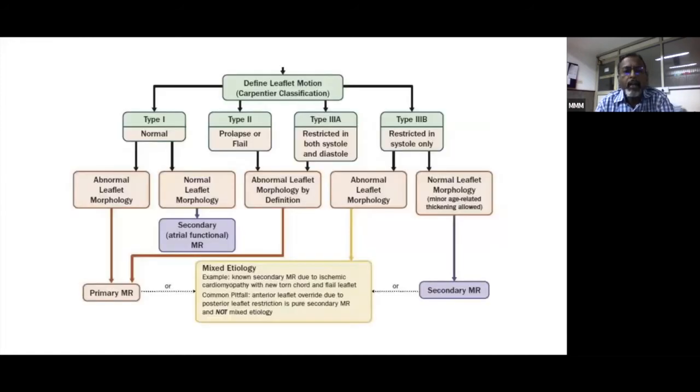By defining the leaflet motion according to the Carpentier classification, we divide into four types. In type 1, if there is abnormal leaflet morphology, then it is a primary MR. If you have a normal leaflet, it can be secondary or functional. Type 2 and 3 have abnormal leaflet morphology by definition, again coming under primary. If it is normal leaflet morphology, it is a secondary MR. And if you have more than one pathology, we call it a mixed etiology.